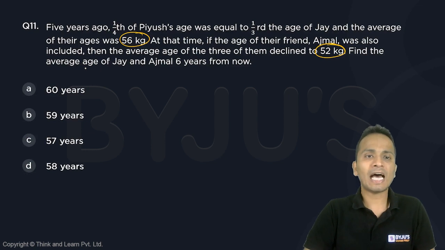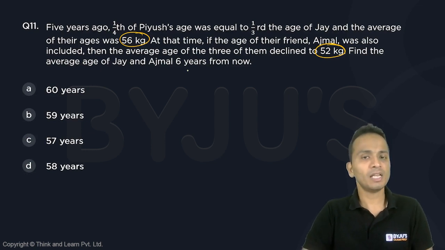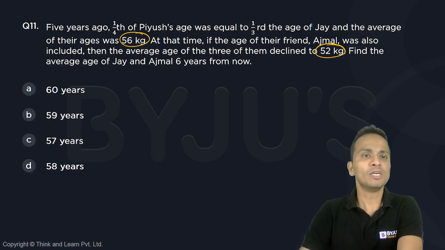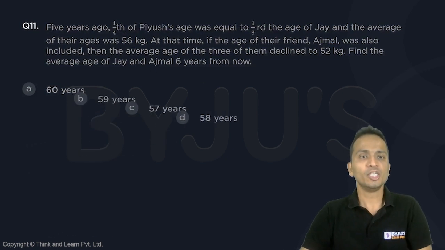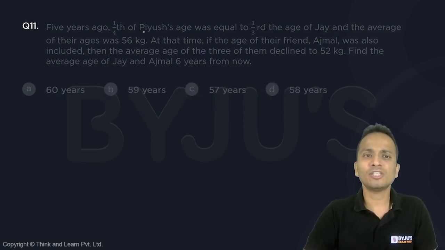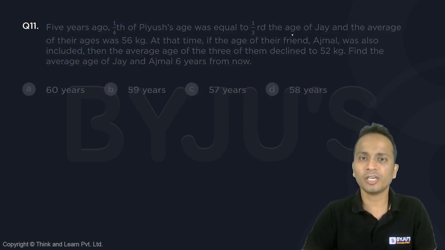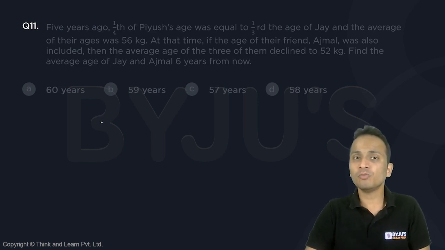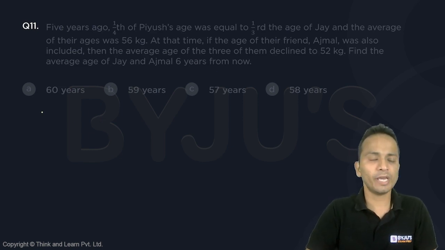Now they want the average age of Jay and Ajmal 6 years from now. So you'll have to take care of the time frame. To start with, they're talking about 5 years ago, and they want the values 6 years from now. So I'll assume the ages of Piyush and Jay as P and J, and I'll assume these ages 5 years ago. I'll not assume the present ages, but the ages 5 years ago.